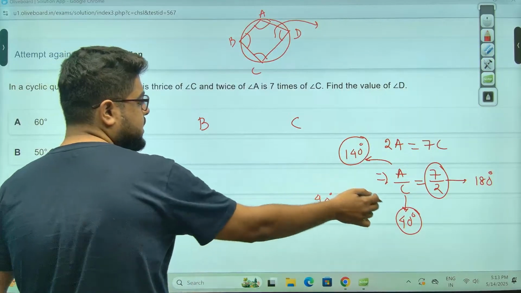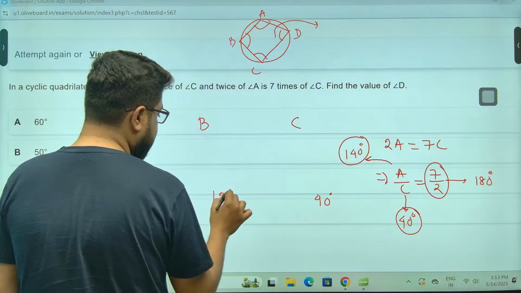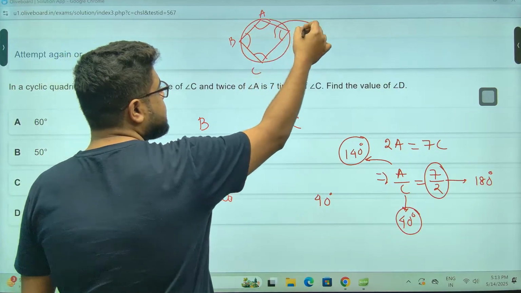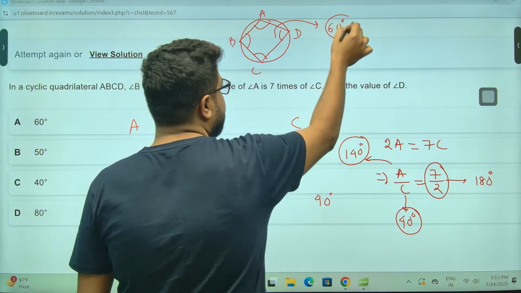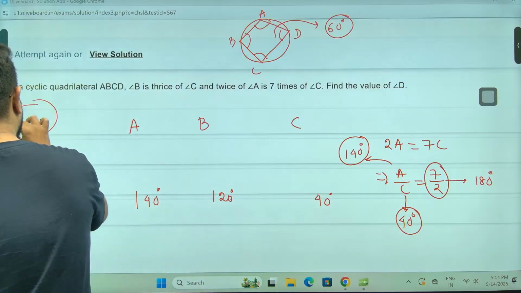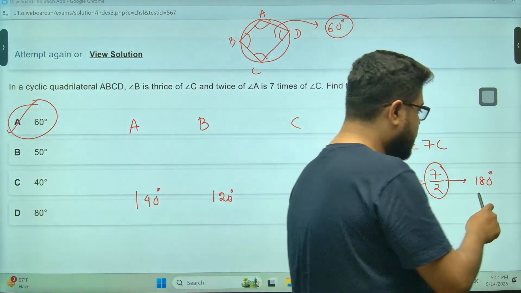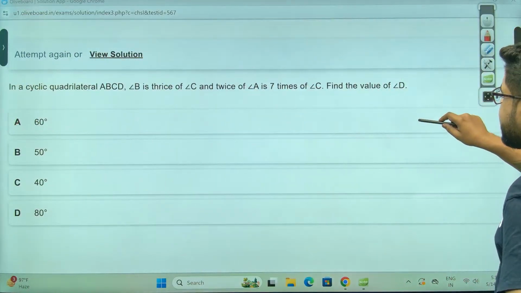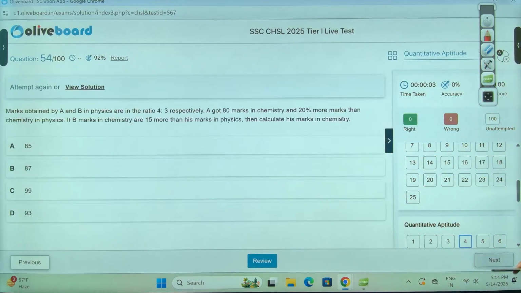Thrice. So this is 3 into 40, sir, 120 degree. So this is 120 degree. So D will be, sir, 60 degree because total has to be 180. Option A, sir. Option A is most definitely the correct answer. Next one.